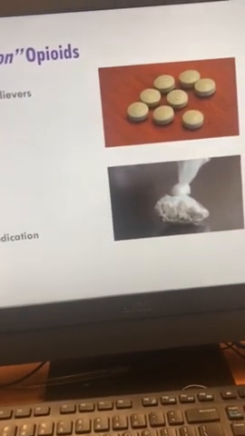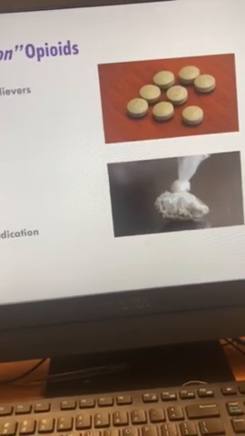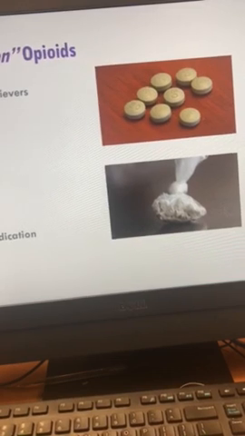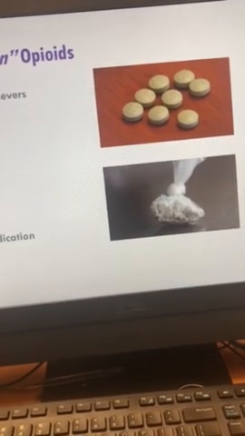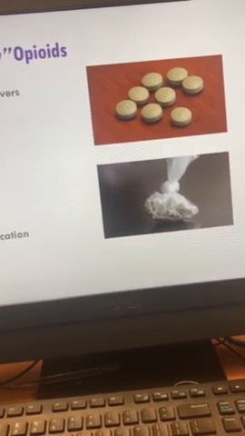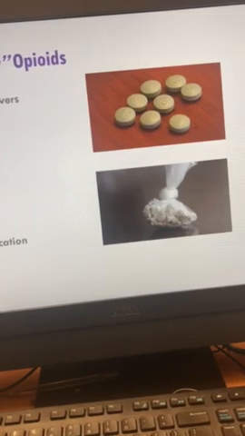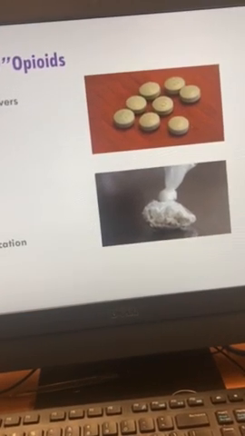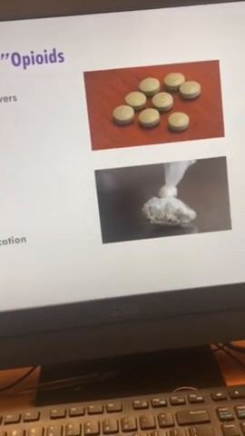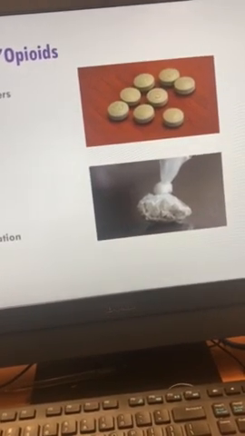oxycodone. And we have morphine, which is often used to treat acute pain in a hospital setting, but it can also be prescribed for long-term use. A lot of cancer patients usually are prescribed morphine. And Percocets are usually for people with severe back injuries. They have metal plates or screws or rods.